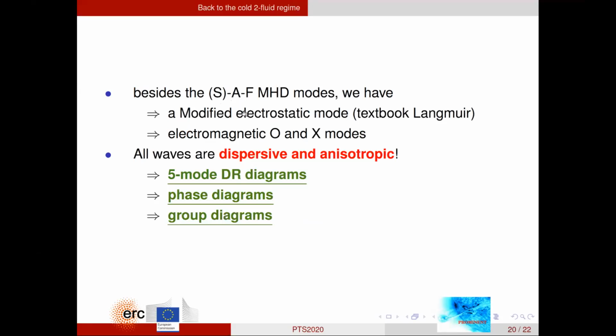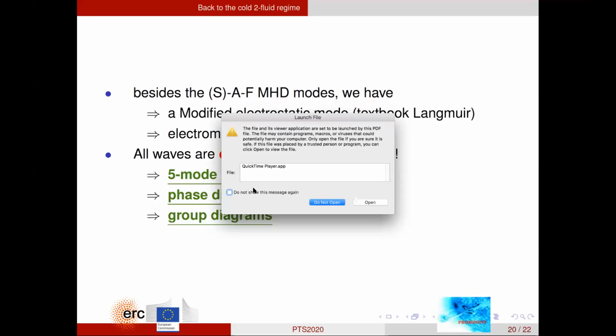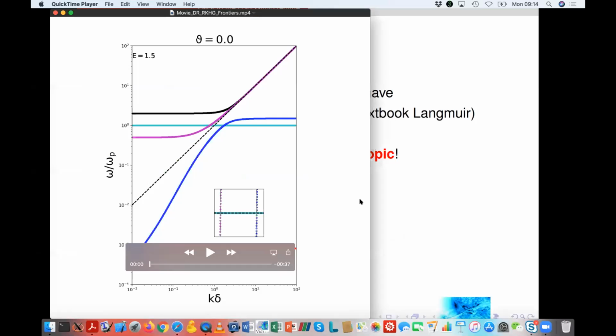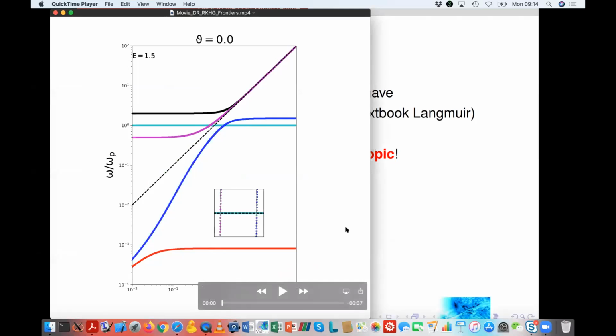So in this unique labeling scheme, I can show you the dispersion diagrams. And so I'm going to show you the movie. I hope this works. So I hope you can see my movie here. What I'm going to show you is the dispersion diagram, so omega versus horizontally K. And I'm going to start varying the angle between the wave vector and the magnetic field.